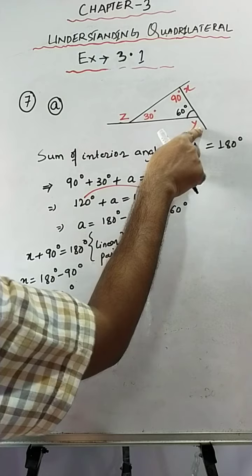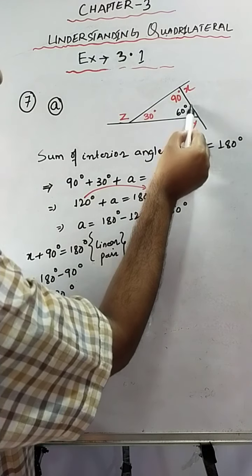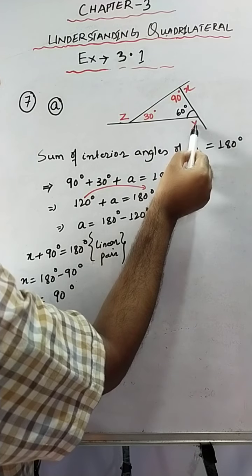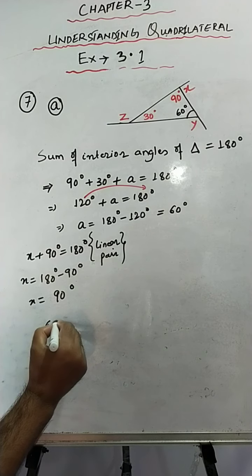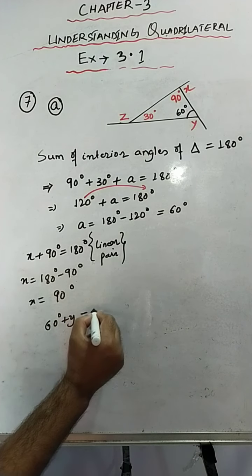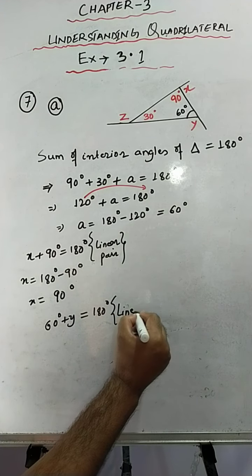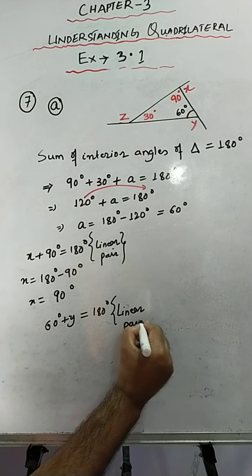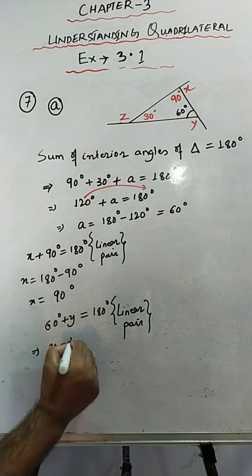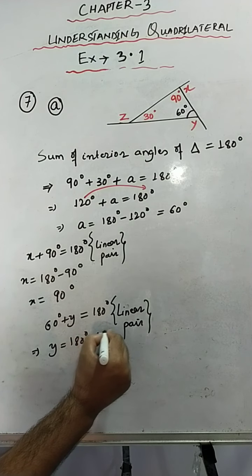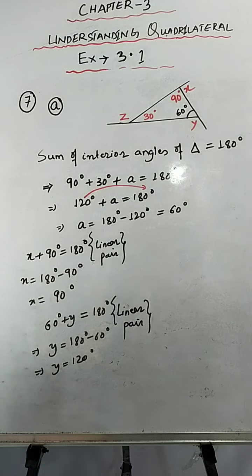Now let's get the value of y. Same thing we have to do. You see that these two angles are again on the straight line, right? That means these two angles are also linear to each other. So we'll write 60 degree plus y is equal to 180 degree. Reason, same, linear pair. How to get the value of y? We have to transpose 60 degree towards 180. So it will become minus 60 degree. So y would be equal to 120 degree.